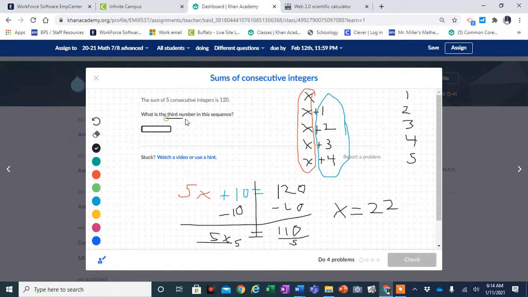However, they want to know what's the third number. So this is the first, second, third. The third number would be 22 plus 2. So your correct answer is 24.